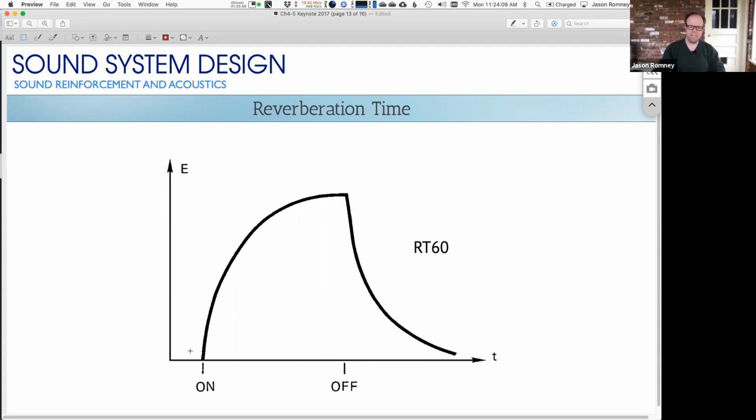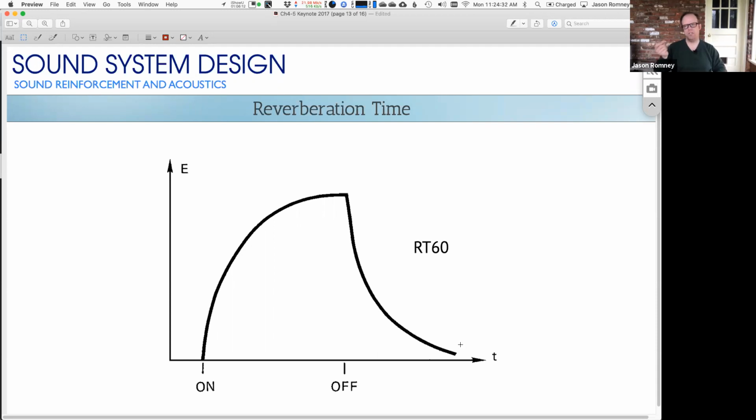When you get to that point, that's what's being shown in this graph. It goes up, and eventually it levels out. And then if you cut off the sound source, the loudspeaker or whatever, then you're no longer pumping energy into the room, and all that's left is the energy that's bouncing around. And that will slowly decay. Eventually it'll go away. The amount of time that it takes to do that is called the reverberation time.